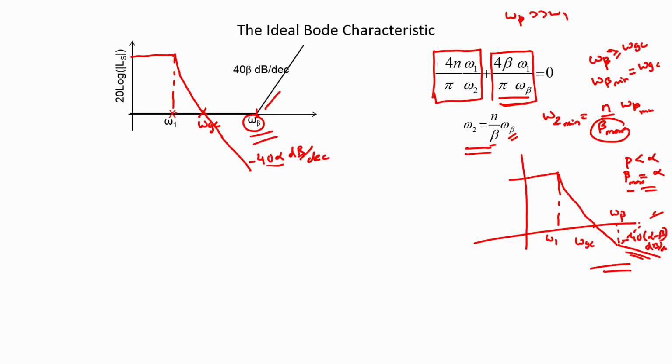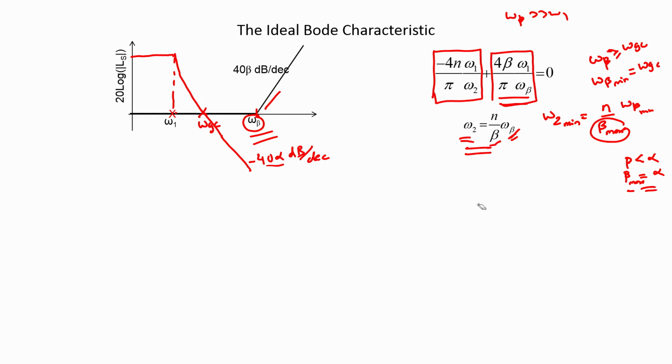So, the smallest frequency omega 2 at which we can introduce the final characteristics is dependent on the smallest possible value for omega beta and the largest possible value for beta, and our argument here shows that the largest allowable value for beta is equal to alpha and the smallest allowable value for omega beta is equal to omega gc. Using these two facts, we can conclude that the minimum frequency omega 2 at which we can allow the final characteristics to set in is given by n by alpha times omega gc. So, it is up to this frequency that we have to control the loop shape.